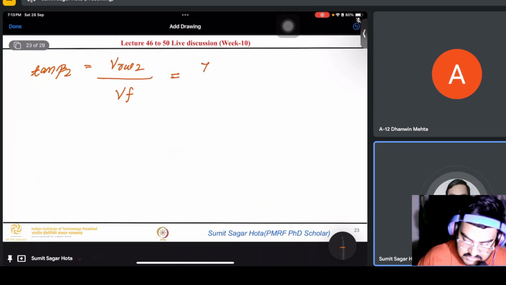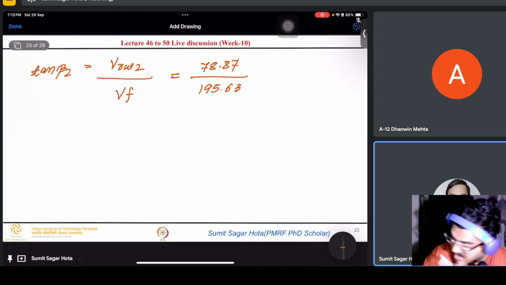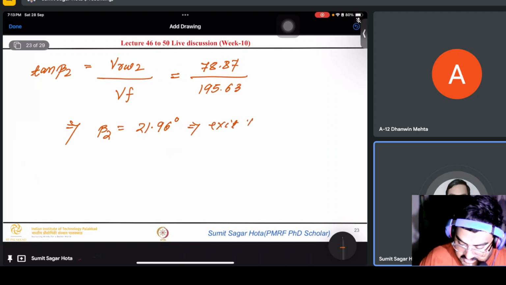So which is your 78.87 divided by 195.63. So beta 2 is equal to 21.96 degree. This is your exit blade angle.